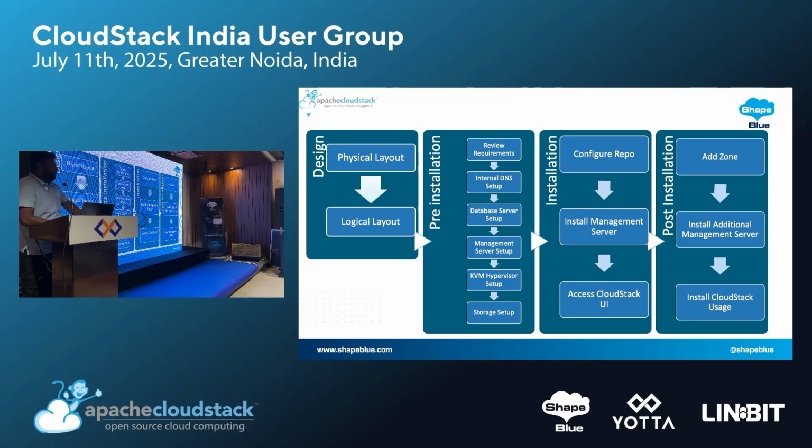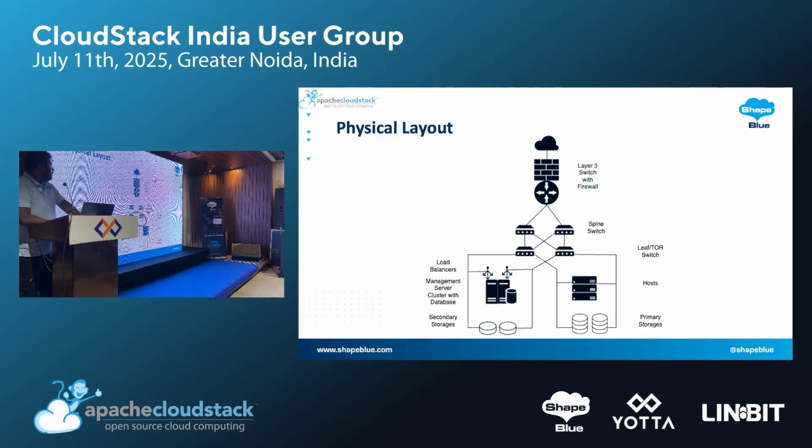This is an example of a typical installation or deployment using CloudStack, where you first design and look at your physical infrastructure, look at your logical layout, and look at the requirements that you need for deploying CloudStack. And there are a lot of steps in the pre-installation, installation, and post-installation of your IaaS cloud deployment. So where do you start? You start with laying the foundation for the data center.